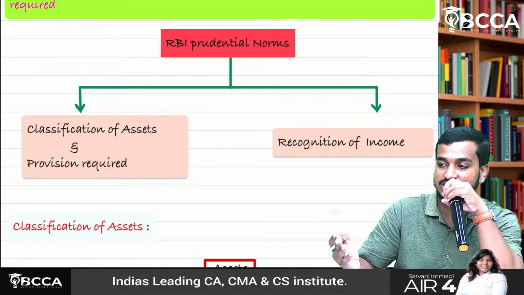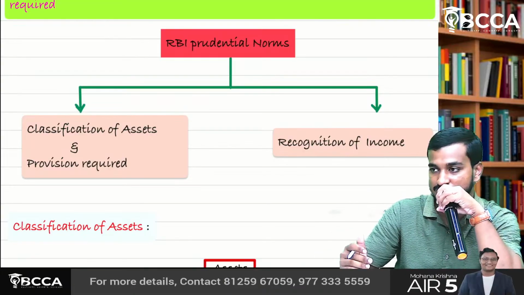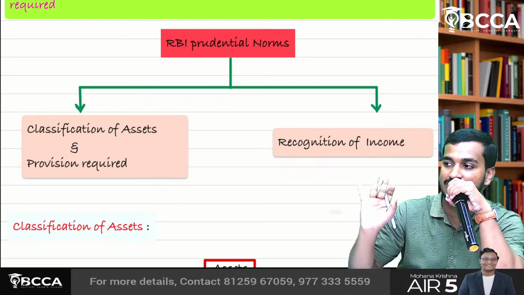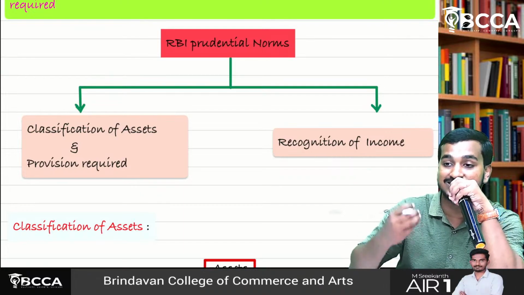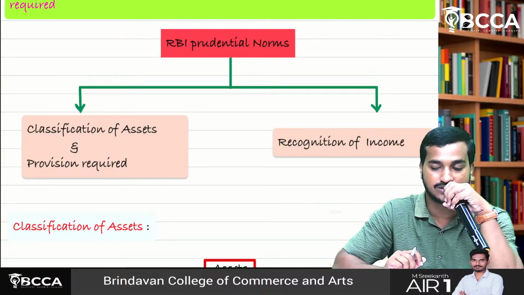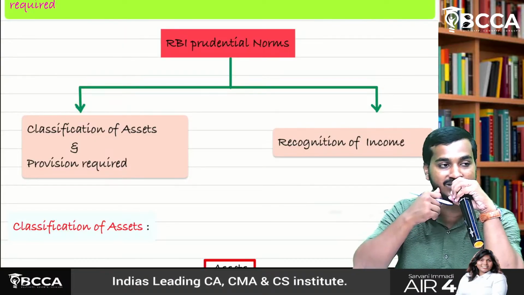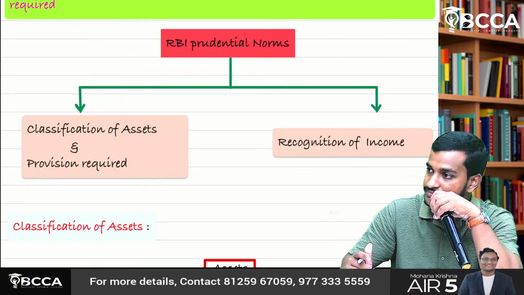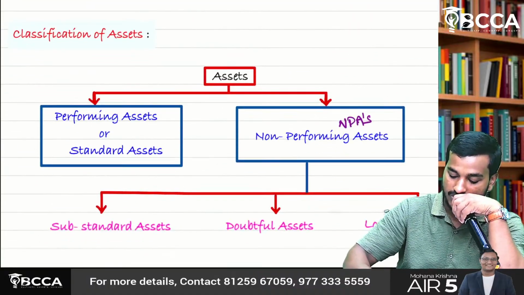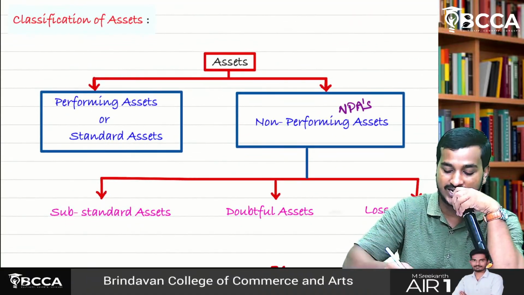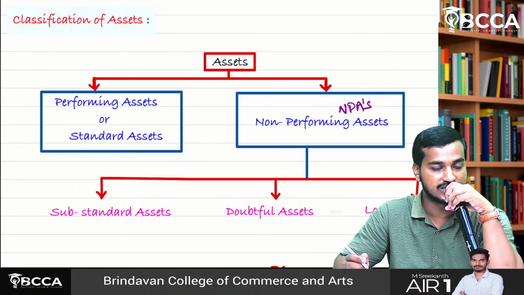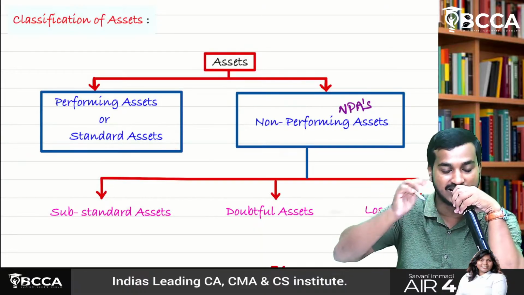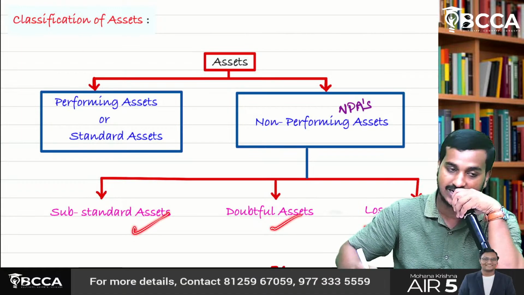Normally we know assets are of two types: tangible assets, intangible assets, or current assets, non-current assets. Here assets does not mean land and building, plant and machinery. Here assets means loans given by the banker to the customers. Why are we not calling it a loan instead of an asset? Because for the banker that is an asset, for the customer that is a liability. Correct, no? So these assets are bifurcated into two categories: performing asset and non-performing asset. Performing assets are also called standard assets. Again NPAs are divided into three categories: substandard asset, doubtful asset, loss asset.